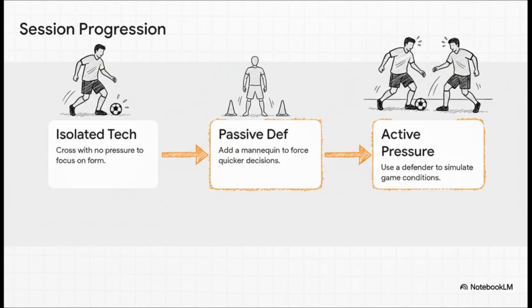And the session to get there is designed as a logical progression. You don't just throw the player to the wolves. You start simple, with isolated technique, no pressure, just focusing on form. Then you add a little bit of pressure, like a mannequin, to make them think faster. And finally, you bring in an active defender to make it feel just like a real game. It's a step-by-step process, building them up for success.